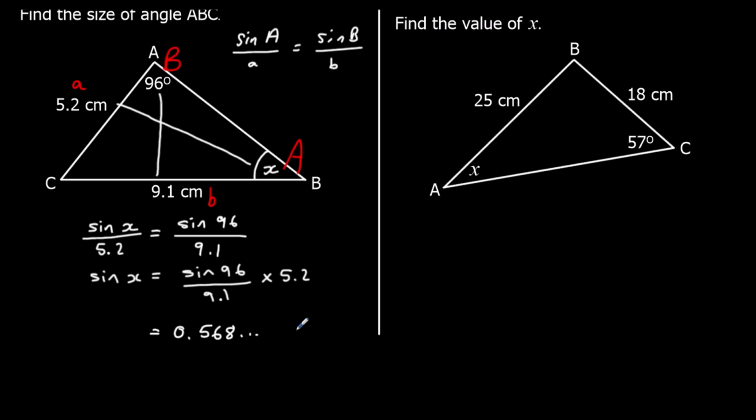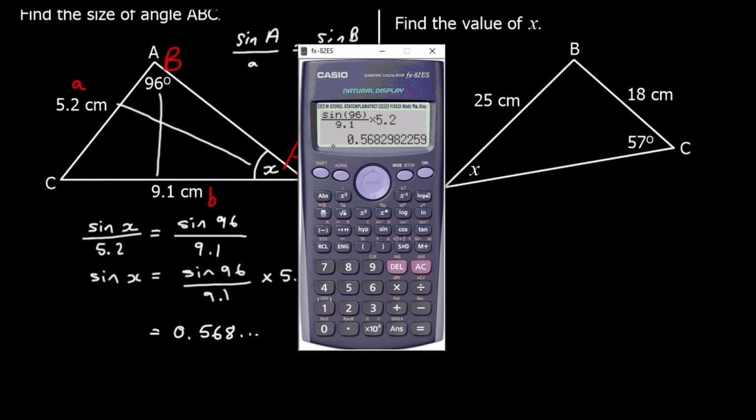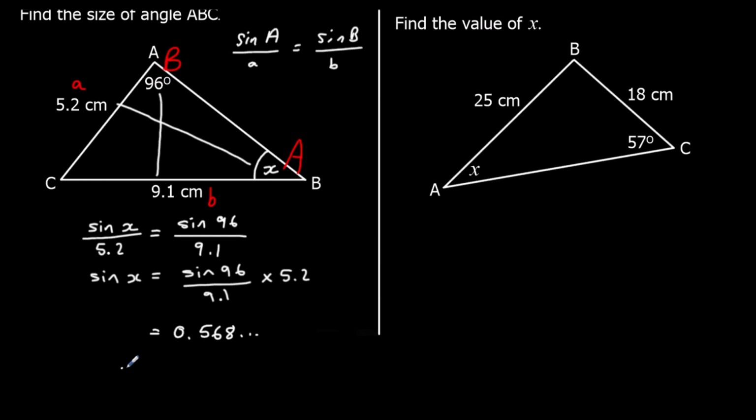So how do we find x? How do we get sine away from x? We do the opposite of sine, which is shift sine. So the inverse of sine, shift sine. And then we do our answer in there, shift sine answer. And we get our angle. So 34.63 to 2 decimal places. So x is 34.63 degrees to 2 decimal places.